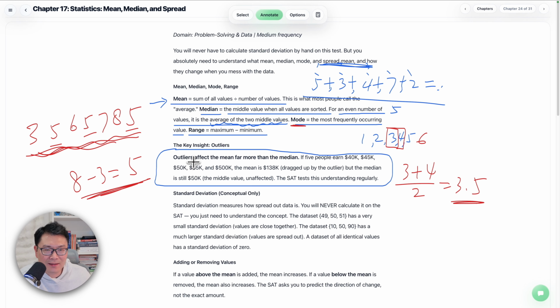All right, so let's take a look at this paragraph over here. The key insight, that's what the SAT likes to test you a lot: the outliers affect the mean far more than the median. What is an outlier?